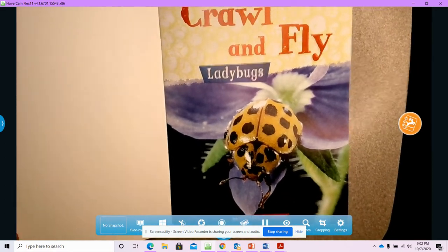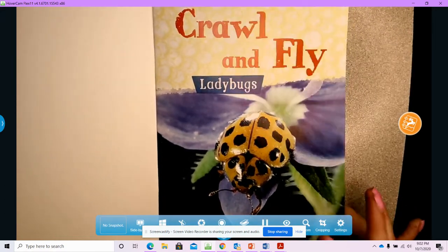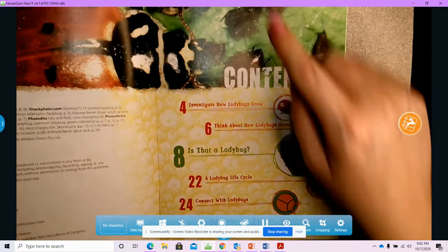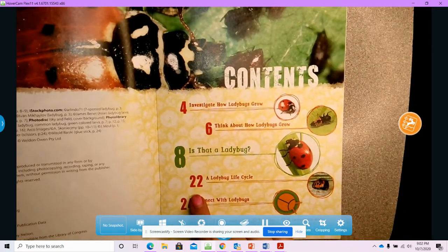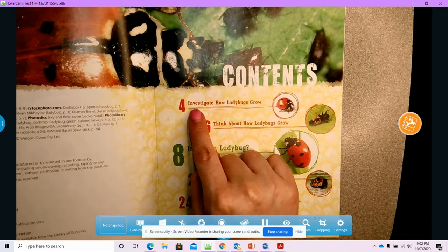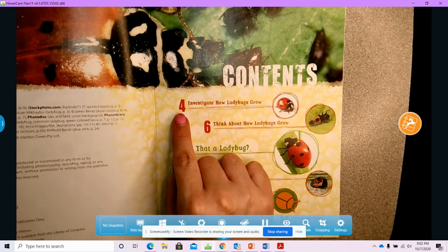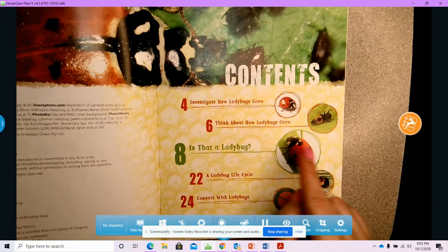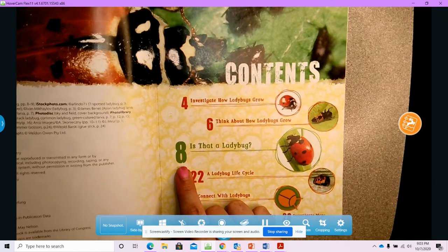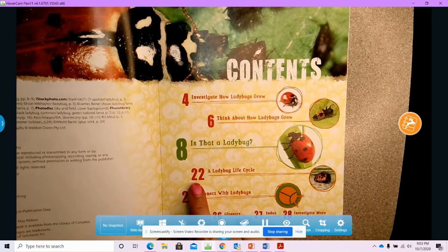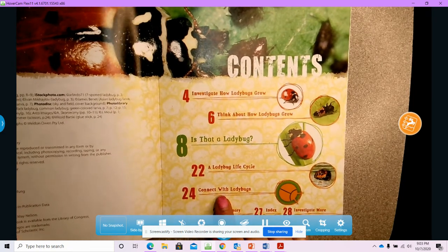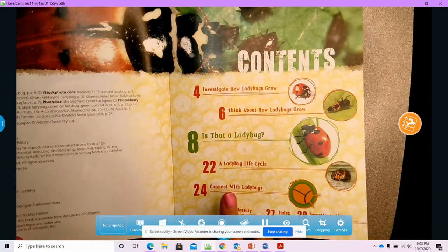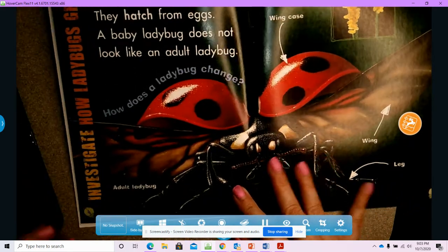Crawl and Fly, Ladybugs. And we have a table of contents here. We've talked about these. This table of contents tells me on which page I could find certain information. So if I want to investigate how ladybugs grow, I would go to page 4. If I want to think about how ladybugs grow, I go to page 6. Is that a ladybug? I go to page 8. A ladybug life cycle, I go to page 22. Connect with ladybugs, I go to page 24, so on and so forth. But we're going to go through the whole book. So let's start on page 4.